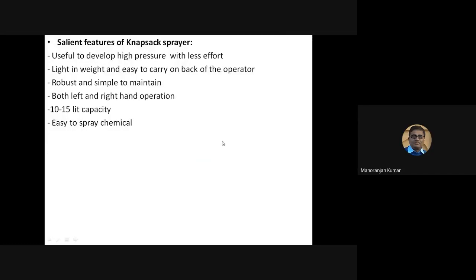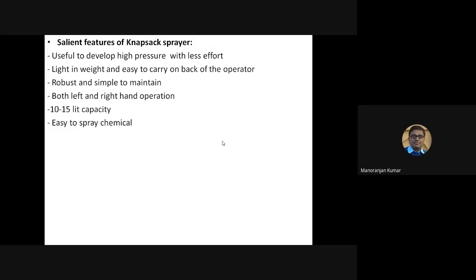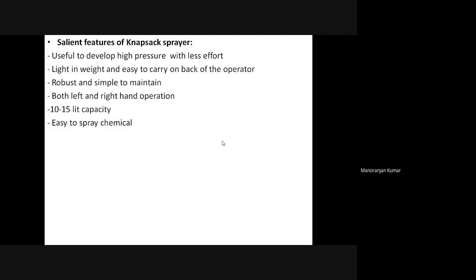Now we will see the salient features of the knapsack sprayer. It is useful to develop a high pressure with less effort. It is light in weight and easy to carry on the back of the operator. The third feature is that it is robust in design and simple to maintain. Both left and right hand operations are available. A 10 to 15 liter capacity is there, and it is easy to spray chemicals. So these are the salient features of the knapsack sprayer.